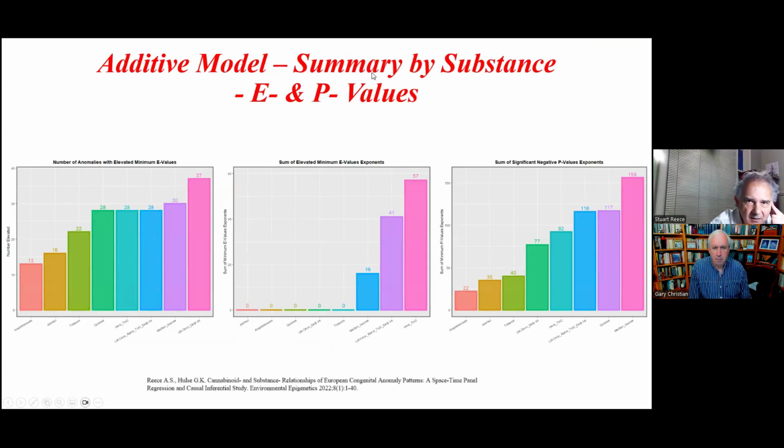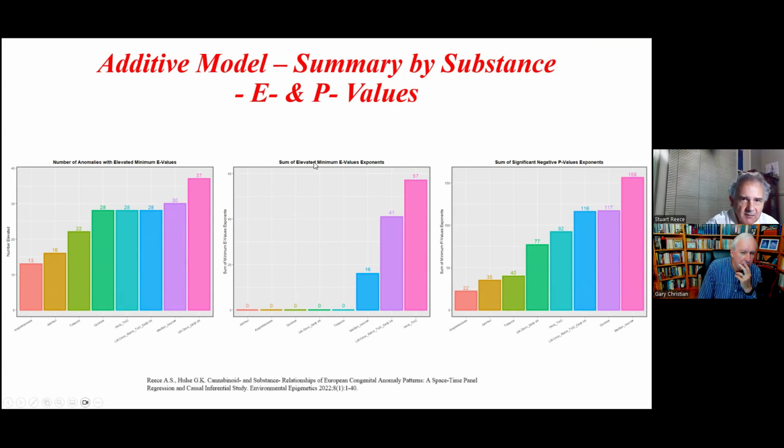Now, this is the additive model summary by substance, E and P values. This is the number of anomalies with elevated minimum E-value. This is the minimum E-value, this is the lower 95% confidence interval, and the number of anomalies. These are different substances: daily cannabis interpolated, last month cannabis, resin THC, daily interpolated, THC cannabis herb, cocaine, alcohol, tobacco, and amphetamines. And the point is that the cannabis indices are at the top end of this scale.